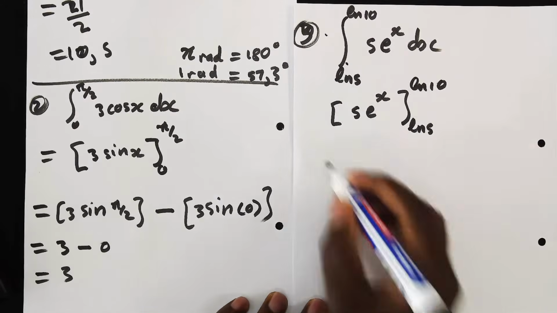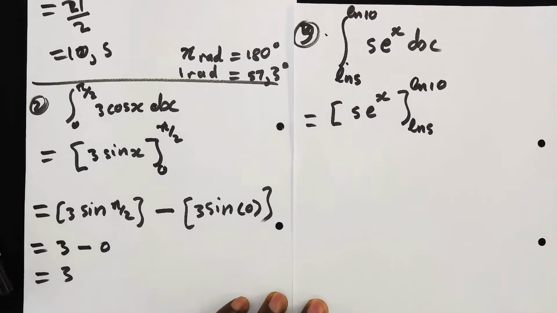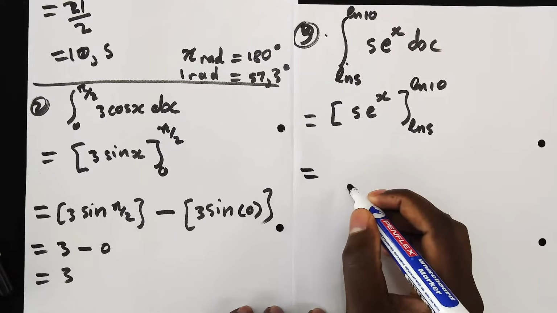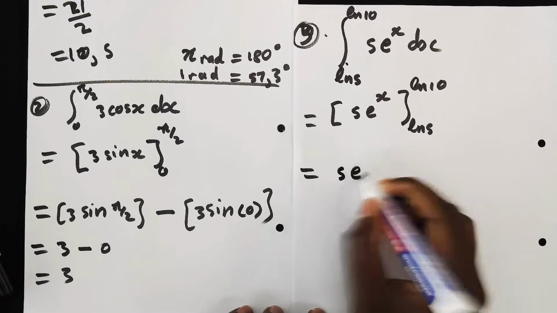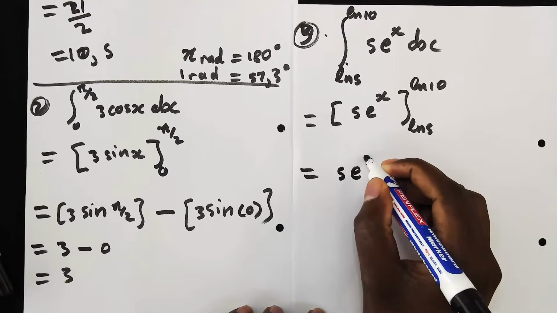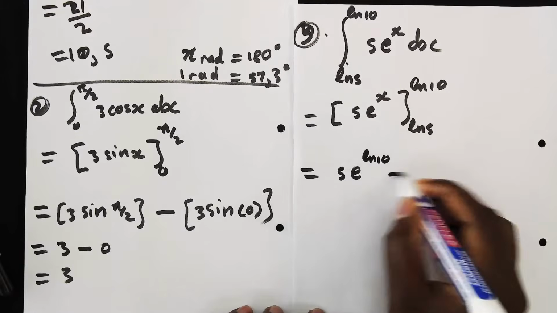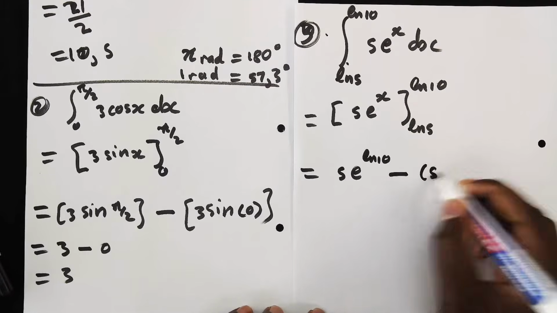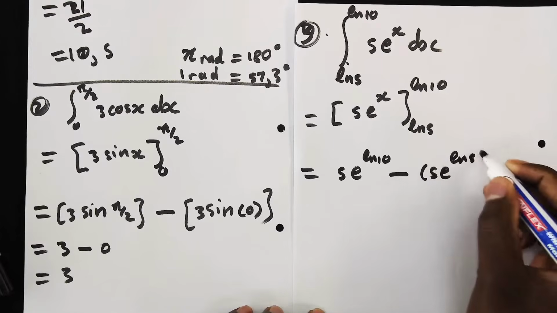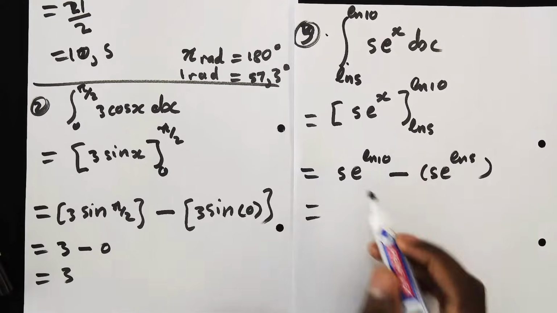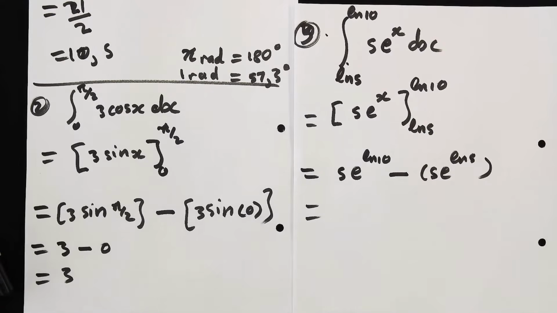So, from there now we can substitute. It is equal to 5e to the power of, what is the upper limit? It's ln 10. Therefore, minus 5e to the power of ln 5. So therefore, can you give me the answer for the following.